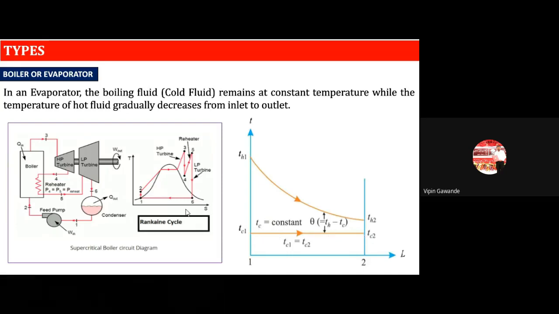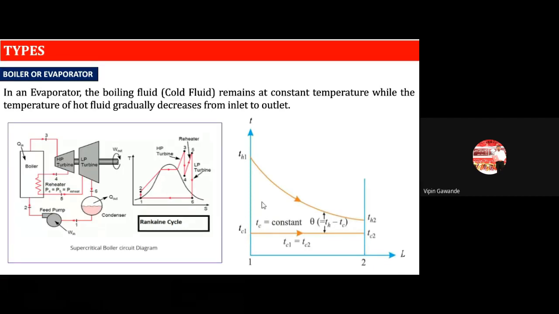Why? Because the phase change of that cold fluid is occurring, and that phase change occurs at constant temperature. So in the case of the evaporator, TC1 and TC2 of the refrigerant remain the same, TC1 is equal to TC2. The other fluid gives heat to the cold fluid, so its temperature decreases, TH1 and TH2. Here this is the temperature drop of the hot fluid, while the refrigerant, since there is a phase change, stays at constant temperature. So this is TC1 and TC2.